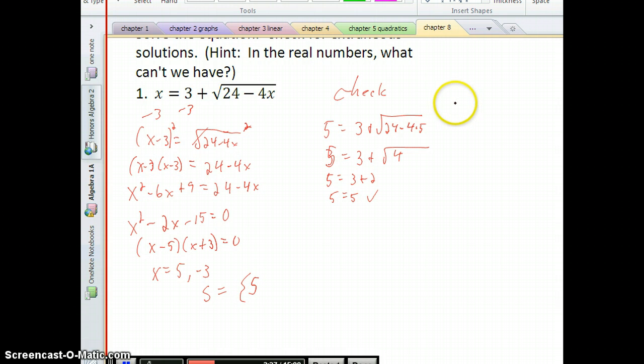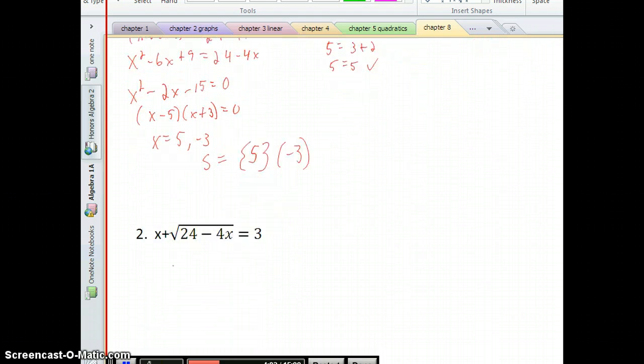So now if we try to check the negative 3, we get that negative 3 is equal to 3 plus the square root of 24 minus 4 times negative 3. Well, if we're being truly observant, we can stop right there, because since this side of the equation is negative, and this number is positive, and since we're taking a square root, this number is positive, there is no way that I can add two positive numbers and get a negative value. Therefore, negative 3 is an extraneous solution and belongs in our parentheses. Okay, that completes problem 1.